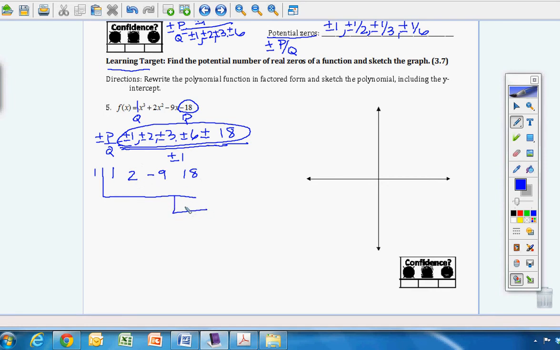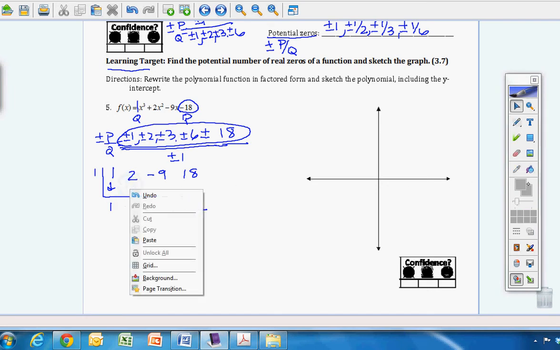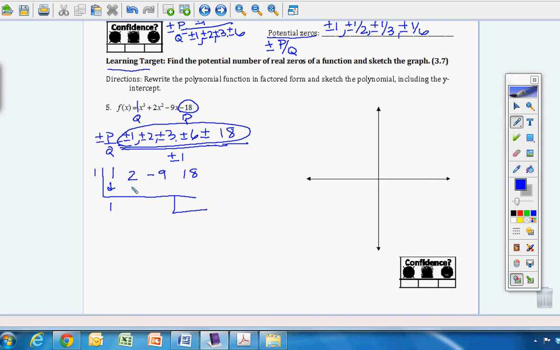And here's where our remainder will end up. So drop down our 1. 1 times 1 is going to give us 1. Add those together for a 3. 1 times 3 is 3. Add together, negative 6. 1 times negative 6 is negative 6. That should be a negative 18. I'm glad I caught that right away. So that's going to be a negative 24, which is not 0. So that's telling me this is not a factor, it doesn't work.